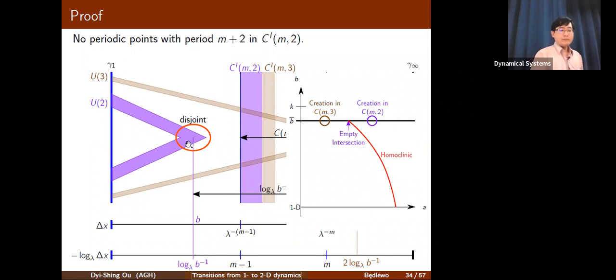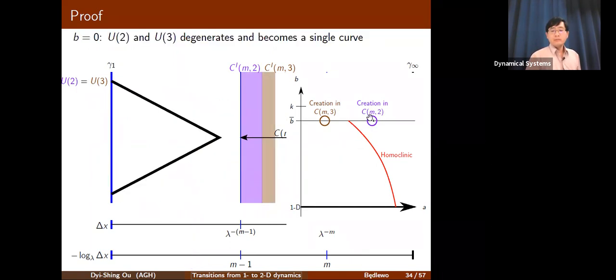So let us look at the other map, the map that maps CM2 to this curve. So we have a disjoint intersection. That means that here, this is our current parameter. So we have to increase A to make this intersect. So the creation of the periodic orbit occurs here.